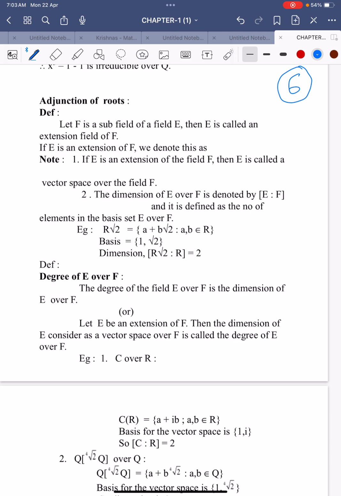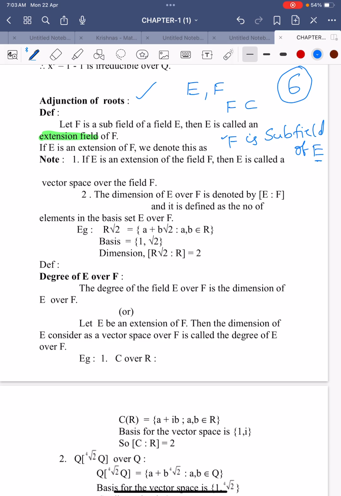In this video, we start the second topic of the first unit, adjunction of roots. Let us see the first definition, extension field. Suppose capital E and capital F both are fields and capital F is a subfield of capital E. Then E is called an extension field of F.